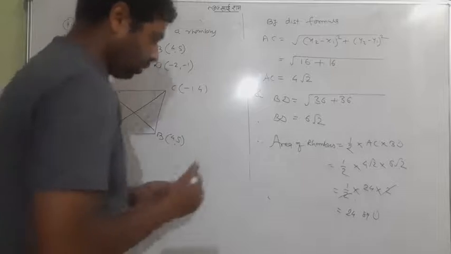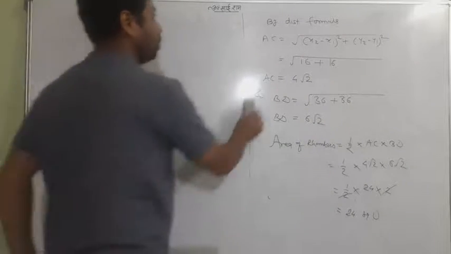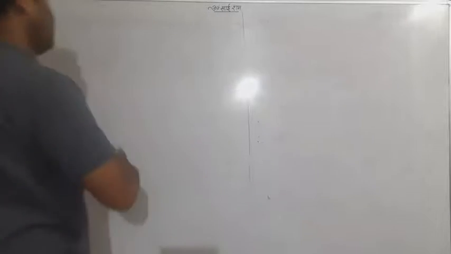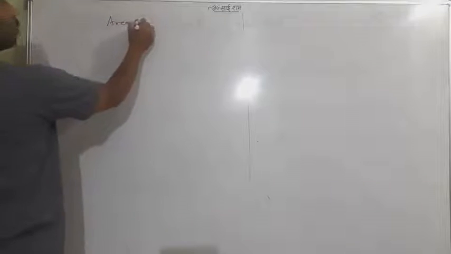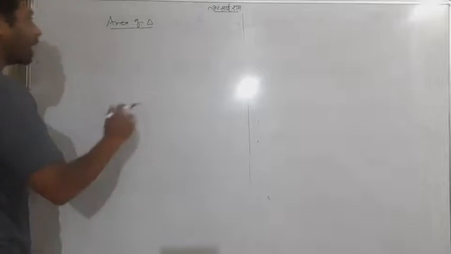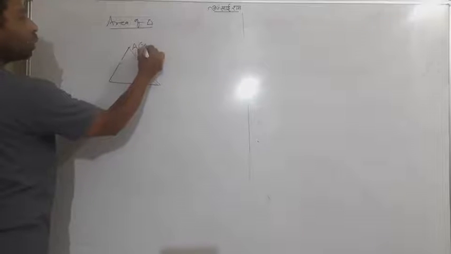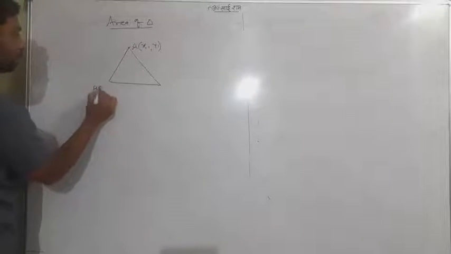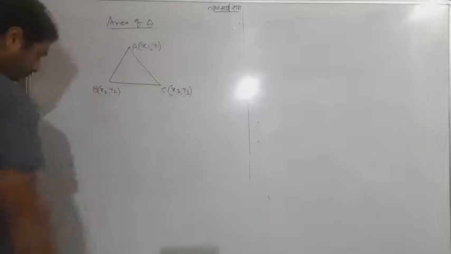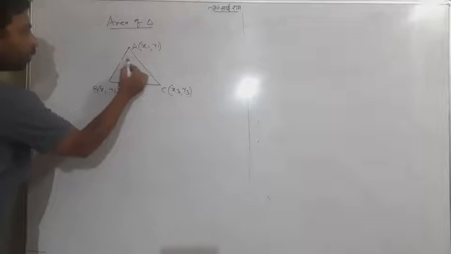Now I'll start the new concept, which is the area of a triangle. This is a new concept. So I will tell you directly by the formula what we actually have to find out. Look at this. This is x1 y1, this is x2 and y2, and this is x3 and y3, and this is a triangle whose vertices are given. We want to find its area.